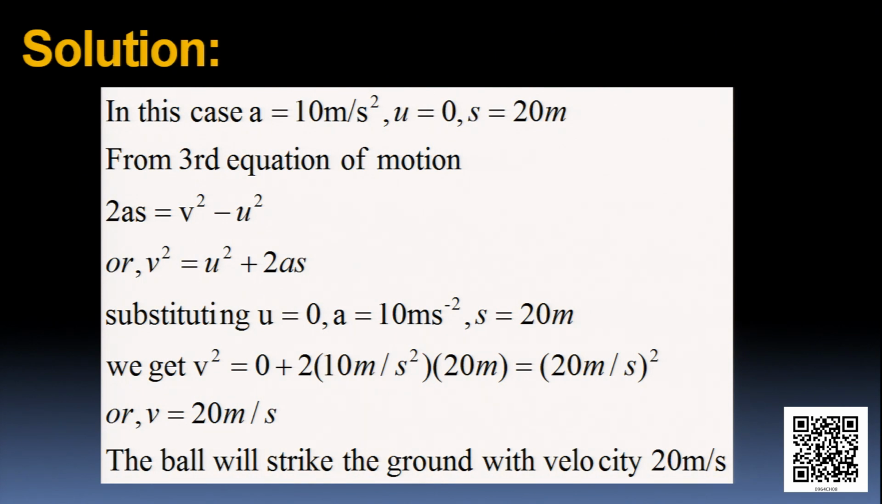In this case, acceleration a is equal to 10 meter per second square. It is already given. u is equal to 0 because the ball started moving from rest. That's why u, the initial velocity, is equal to 0. Then the distance traveled is the 20 meter height. 20 meter is the distance. s is equal to 20 meter.